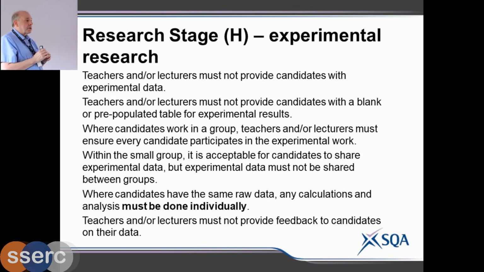And that often shows up by the fact that they've all made identical mistakes. And the marker goes, hang on a minute, 4 people individually calculating this are not going to get the same wrong mistake type thing. So make it clear to them, once they've got the data and they've shared it in their wee group, everything else is their own. Okay.